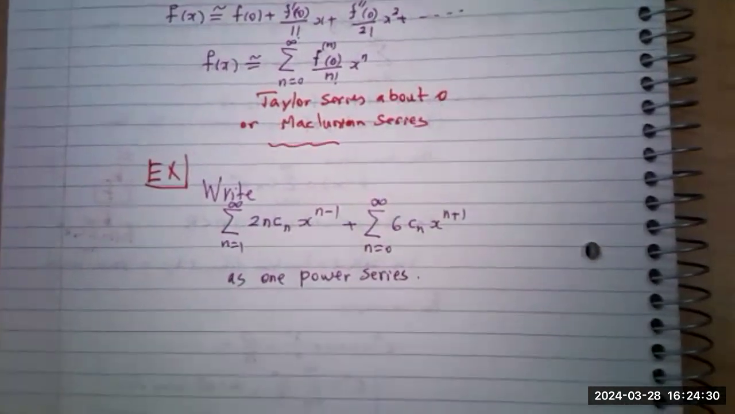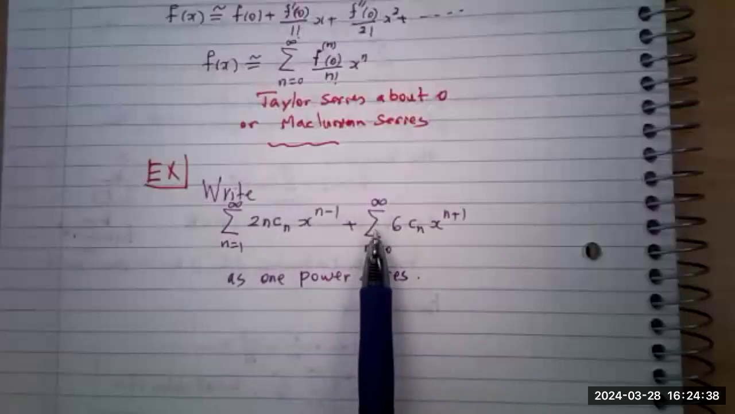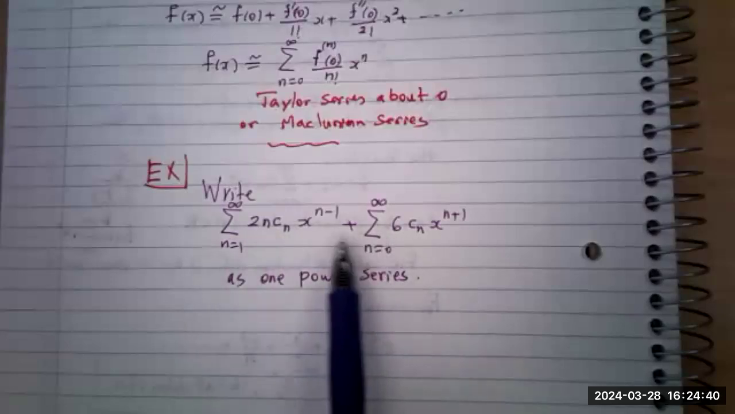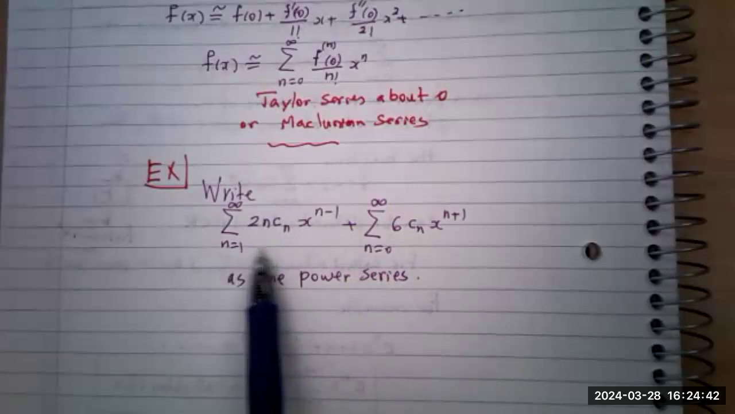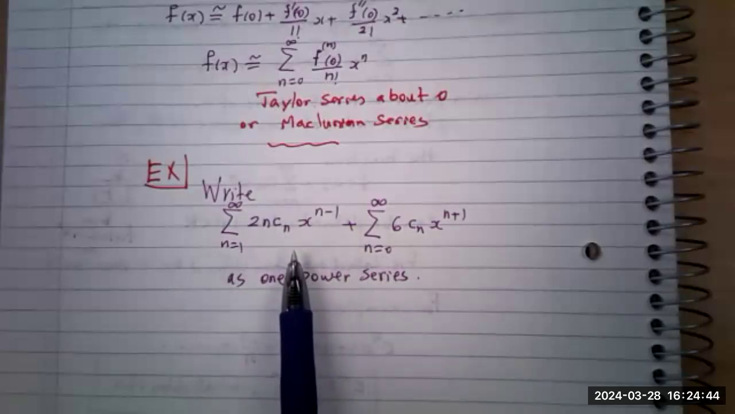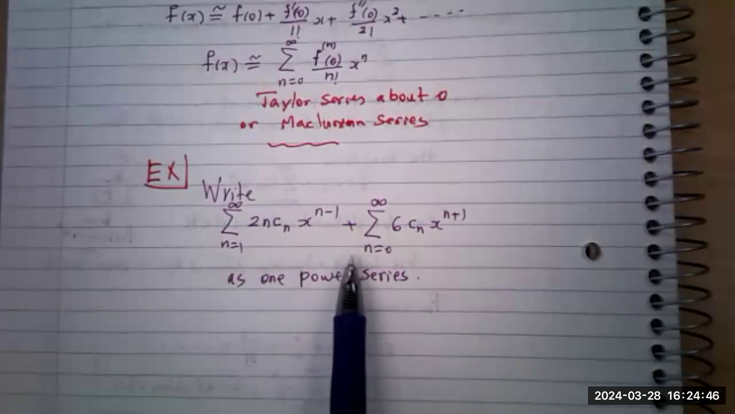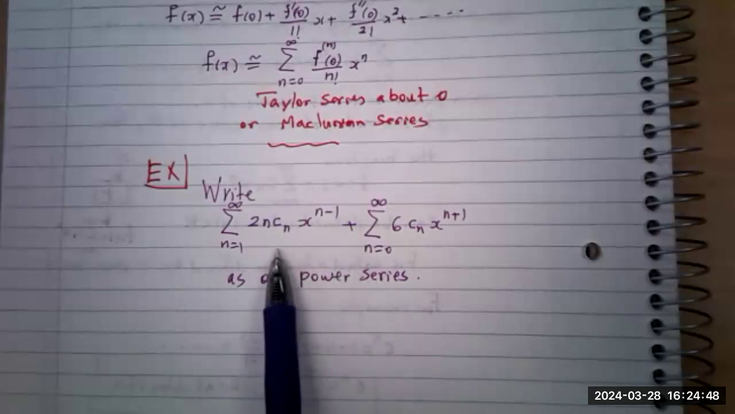That's it. You see, if you want to write them as one power series, you should arrange these sigmas so that they start together, if you like. This one starts from n equals 1, this one from n equals 0. Then they end up the same thing.